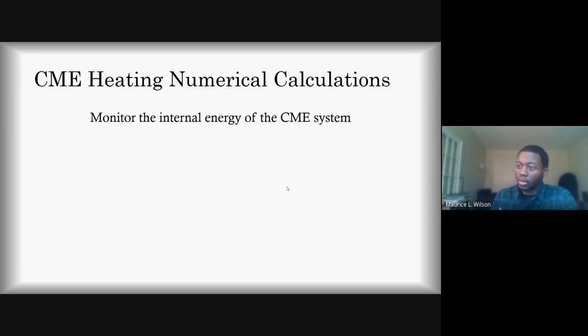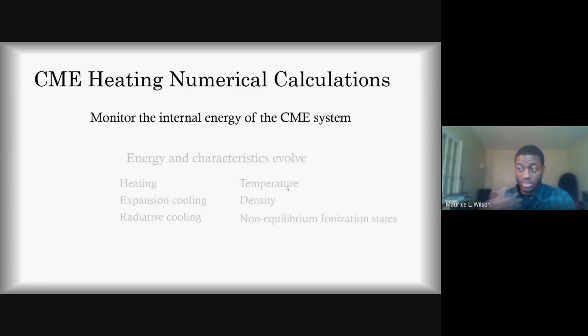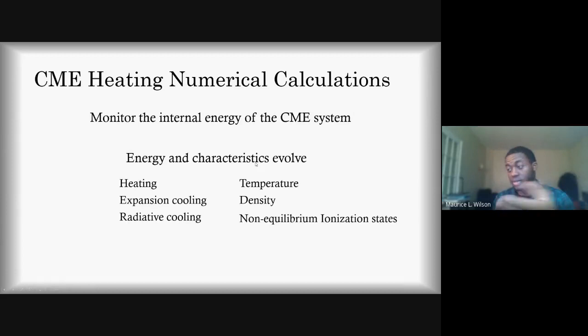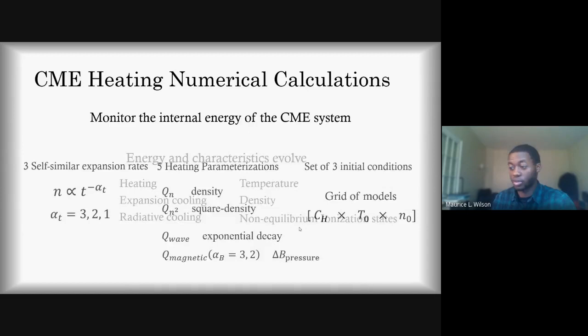So in my CME heating numerical calculations, I monitor the internal energy of the CME system. I do that by accounting for how the energy and characteristics of the plasma evolve. The heating is changing as a function of height, there's expansion cooling and radiative cooling, the temperature is changing if there's cooling and heating, the density is changing, and there's expansion of the CME. We also respect that there are changes in the ionization state, and we try to account for that with non-equilibrium ionization calculations. The ionization equilibrium assumption is in general not a great assumption for CMEs. So we use non-equilibrium ionization calculations.